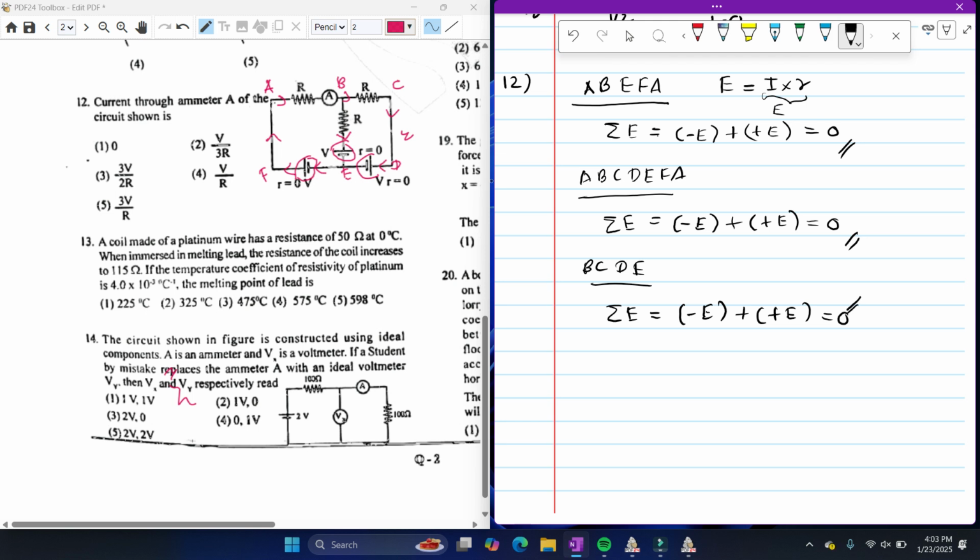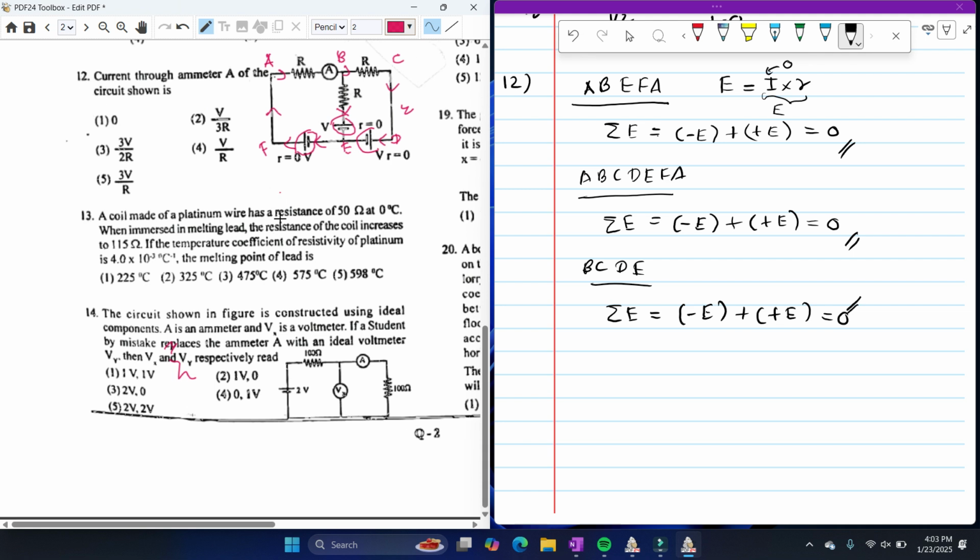So therefore no current flows through the resistor or any cell. There is no current at all. This I is 0. Though there are resistances fixed, there is no current passing. That's why the EMFs, in all the cases, become 0. So the answer for the 12th one is option 1, that is 0.